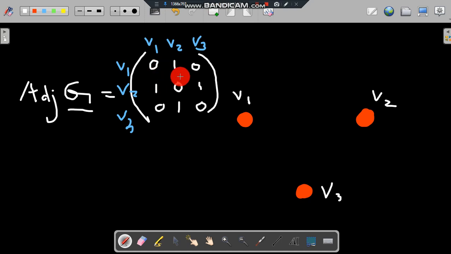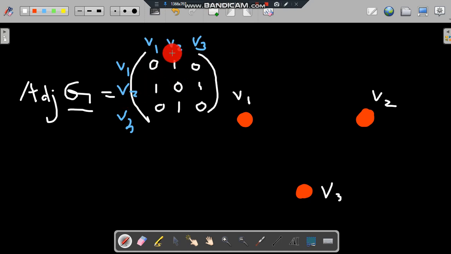Now you look at that. If this vertex is adjacent to this, then 1 will come here. I mean, take this matrix: V1 and V2, the intersection is 1. That means V1 and V2 are adjacent. If V1, V1, they are not adjacent. V1, V3, 0 comes, no adjacency. So wherever 1 comes, we must make an edge between the 2 vertices. If 0 comes, we should not make an edge between them.